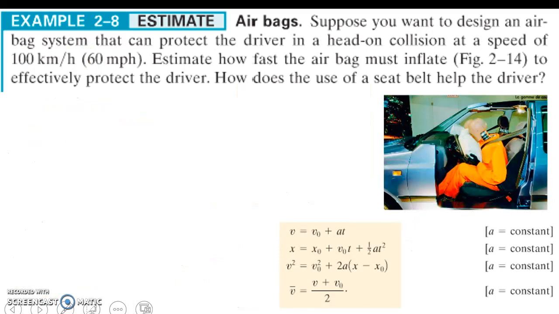Here's another example, airbags. Suppose we want to design an airbag system that could protect a driver in a head-on collision at a speed of 100 kilometers per hour or 60 miles per hour. Estimate how fast the airbag must inflate to effectively protect a driver. How does the use of the seatbelt help the driver? That's an interesting question about the seatbelt, but we're not going to worry about that right now. Let's see what we know.